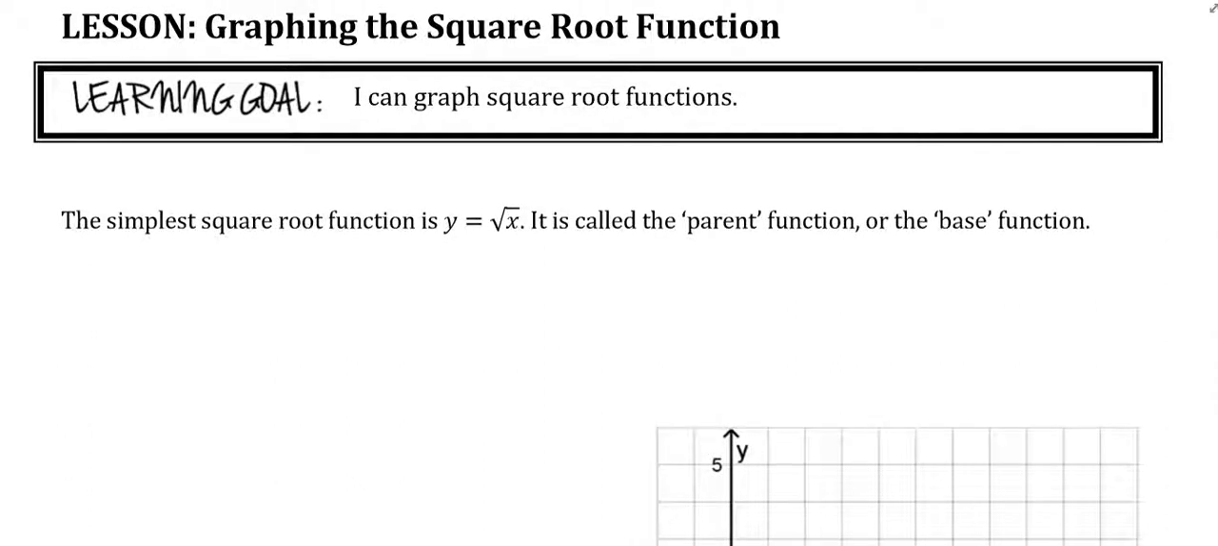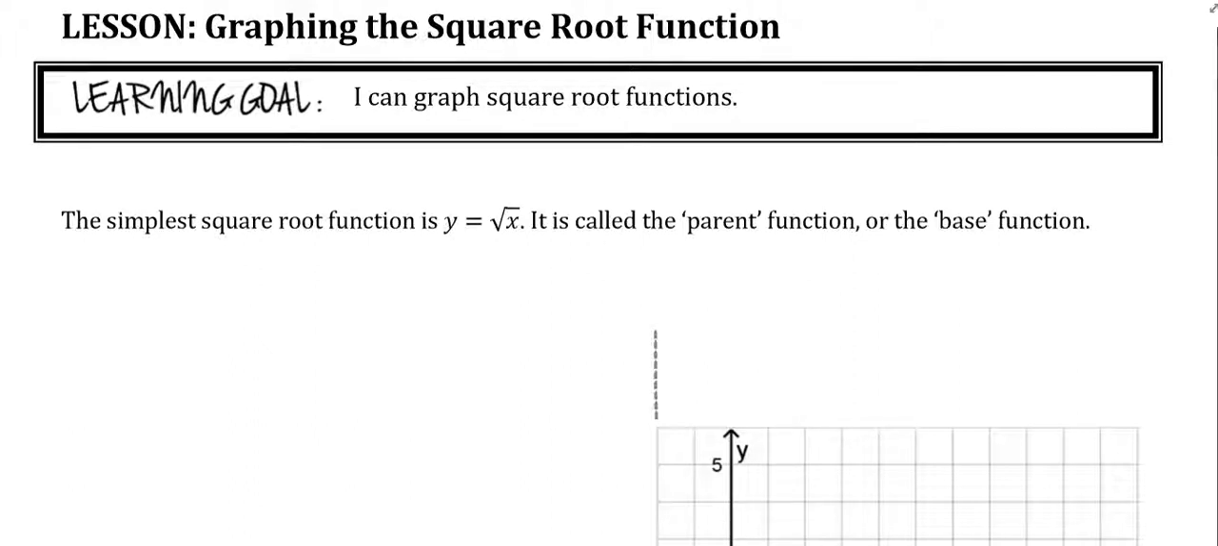So this is a new function. You haven't seen it before, but it's a lot like the one that we've been doing. It's called the square root function, but it's very similar, and we're going to think about it in very much the same way that we were doing parabolas or quadratics.